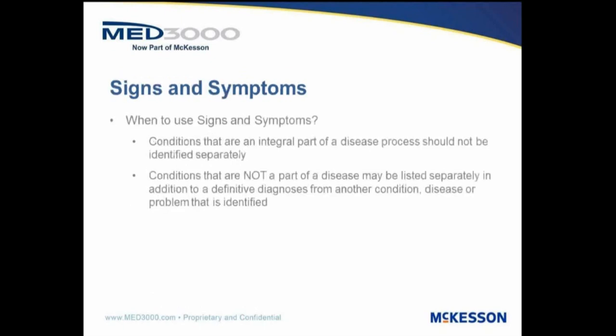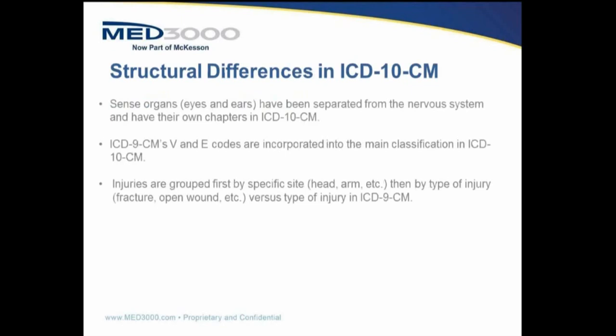Many times I'm asked about signs and symptoms, and when to use them. Those are conditions that are an integral part of the disease process, and they should not be identified separately. Conditions that are not a part of the disease may be listed separately, as you add those into your final diagnoses from another condition. So you want to continue, as many do today, to look at your signs and symptoms and be specific, but this is when you would use your signs and symptoms when you're doing your coding.